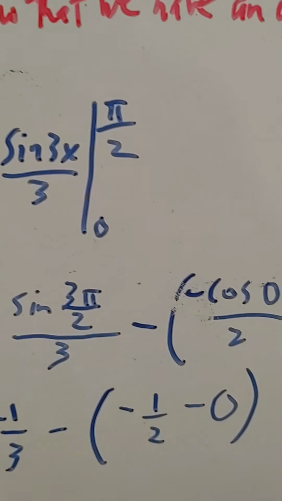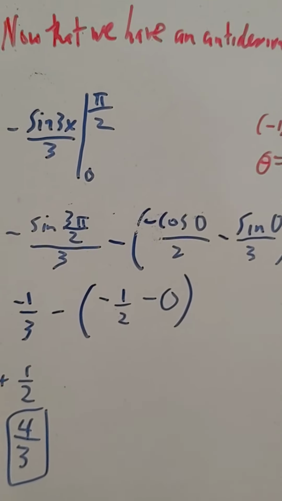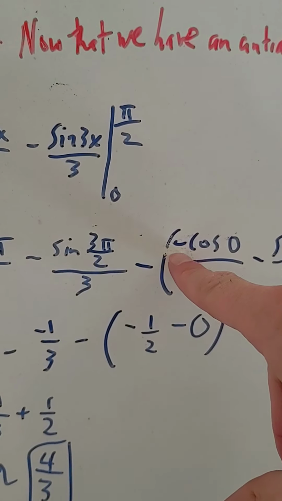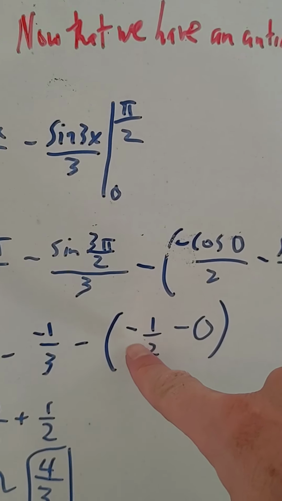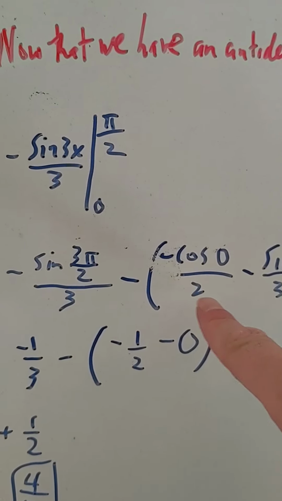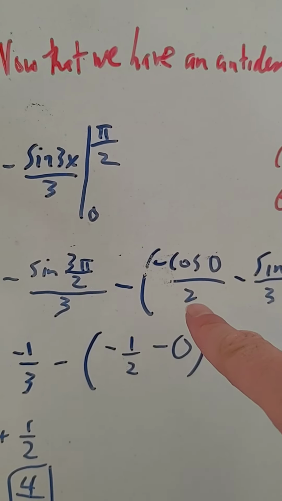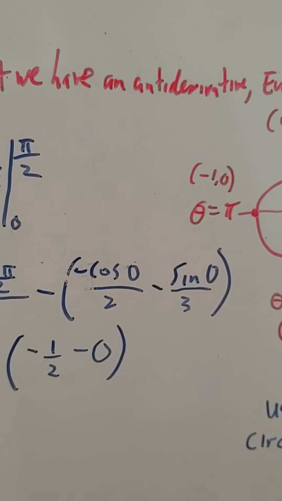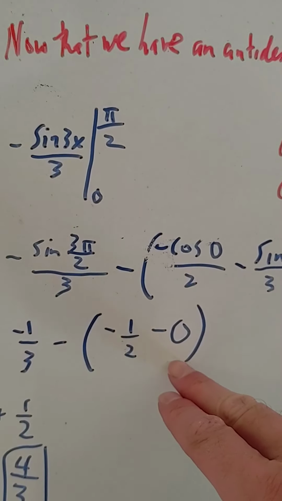And then similarly, for cosine of 0, that's going to be 1. But because of this negative sign, don't forget to rewrite that negative sign. So it's going to be -1, and we're dividing that whole thing by 2, so over 2. Minus, and the sine of 0 is 0. So 0 over 3 is just 0. That's why I wrote 0 there.